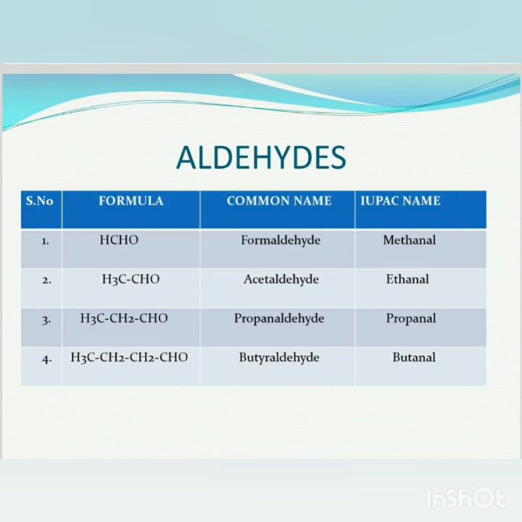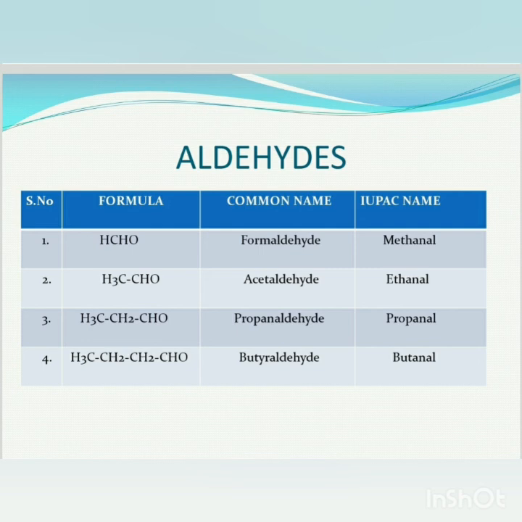Right. Then the second example is CH3 C double bond O H. The common name of this one is acetaldehyde. Here we have two carbon atoms, so the word root is eth and ane plus al. Eth, ane plus al. So that's why it is ethanal.